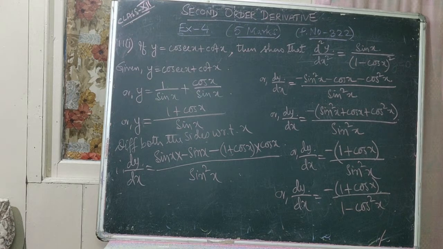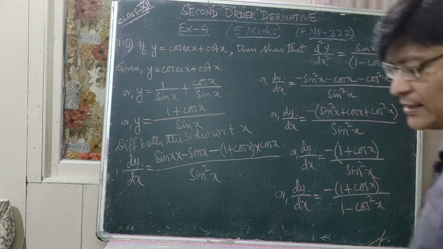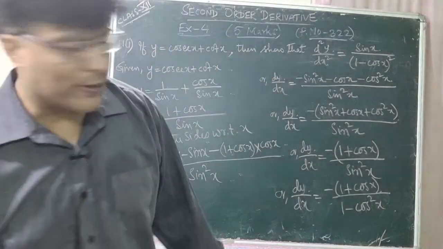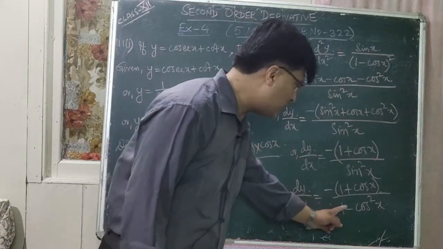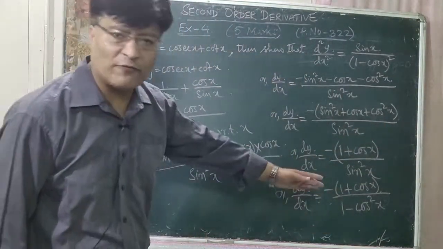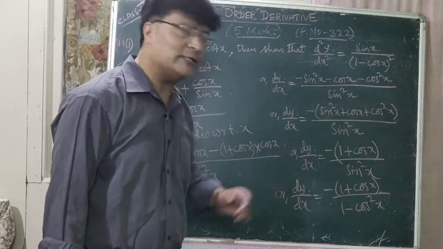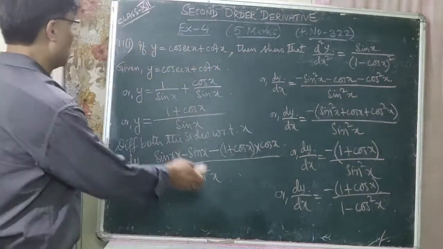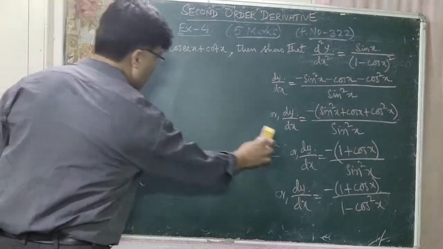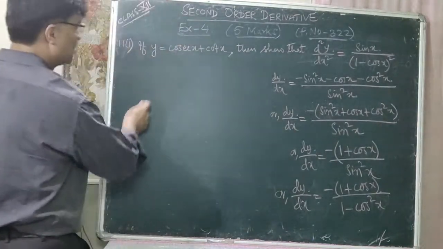So how will you simplify it now? What will you write down for 1 minus cos square x? What is the formula again? So in this case you have to use the formula from algebra, that is a square minus b square. So what is a square minus b square in the denominator?